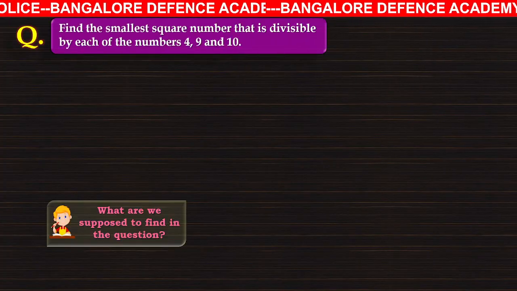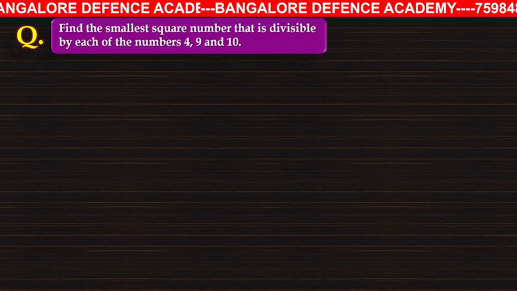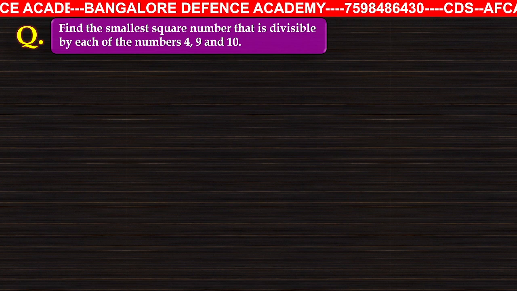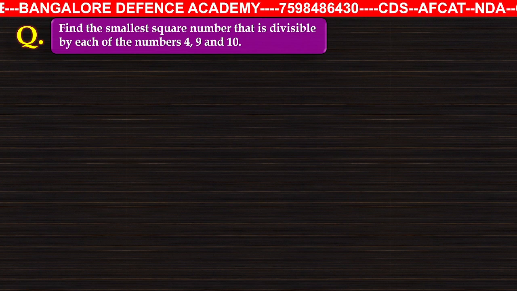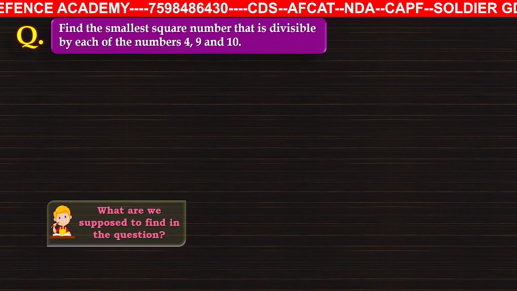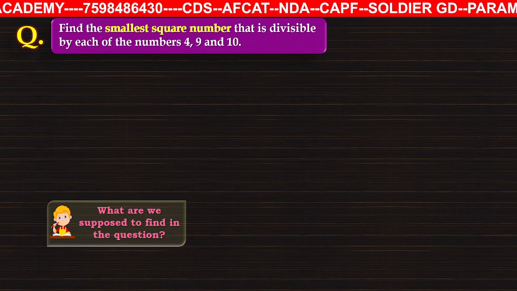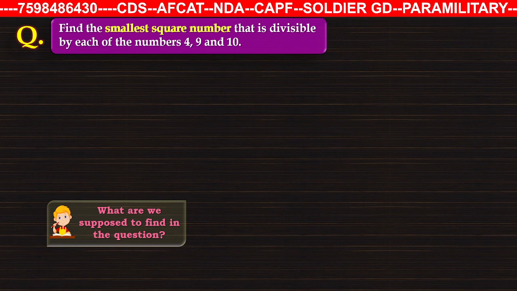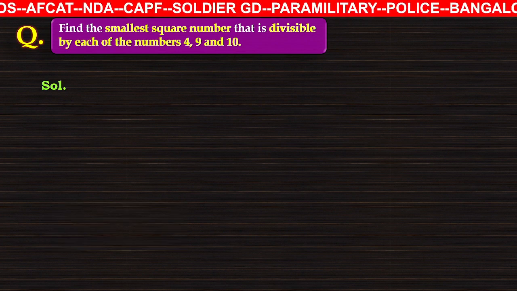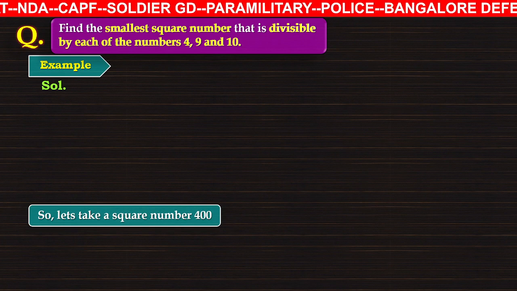Next, let us try to understand. Find the smallest number. It's a new type of question, very important, a little tricky, but it's very easy. Find the smallest square number that is divisible by each of the numbers 4, 9 and 10. So let us assume that there is a number which is divisible by 4, 10 and 9, the smallest possible square. Take an example, 400.